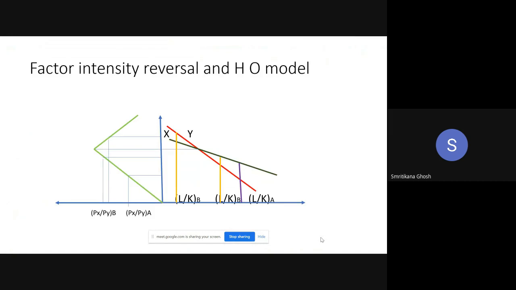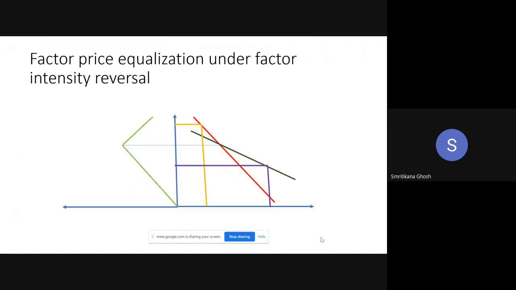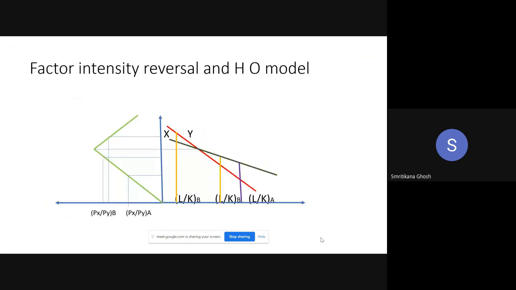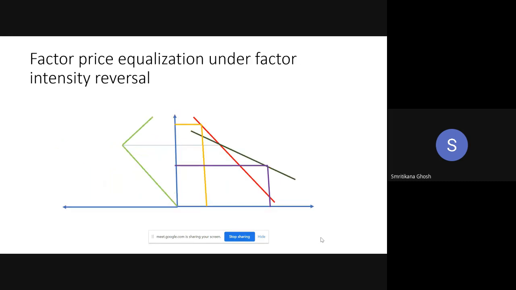Whether I will continue or I will stop here, because now I can continue with so many things. Physical definition. Okay, it's better that I will finish that price definition. In the next class, I will start the physical definition. It will be better. Let me use another 3 or 4 slides, then I will stop.